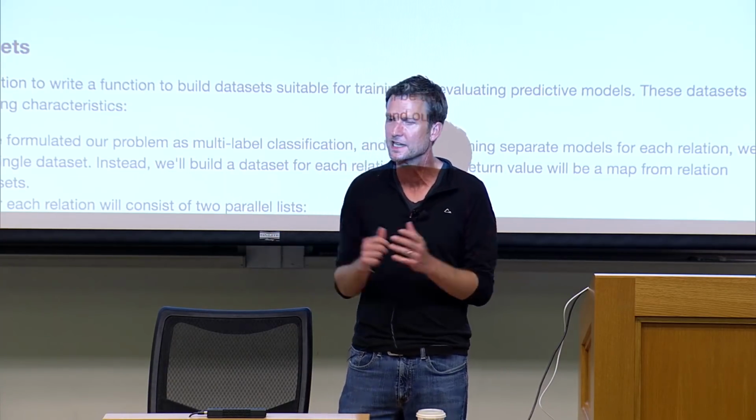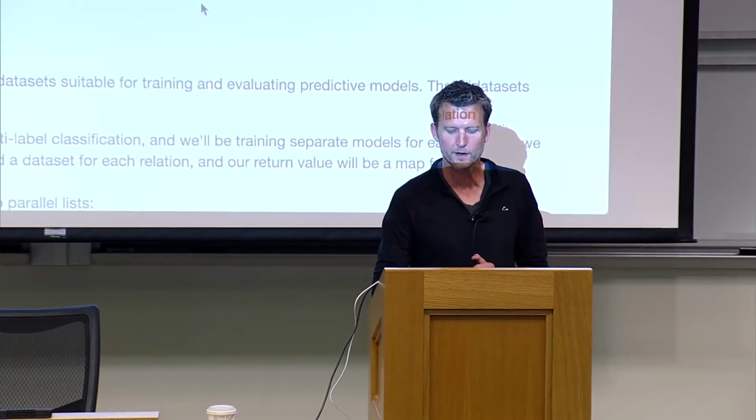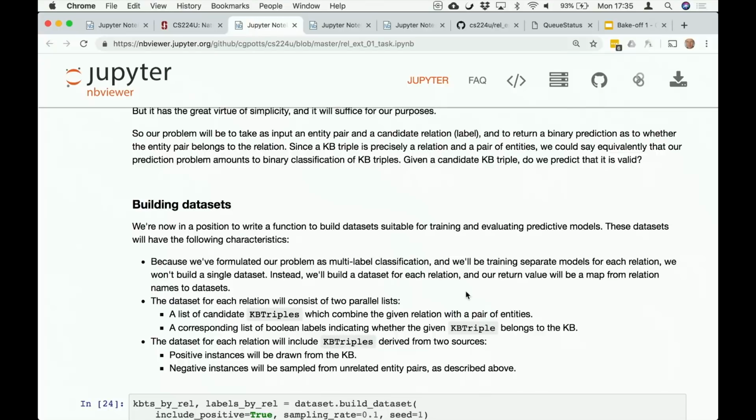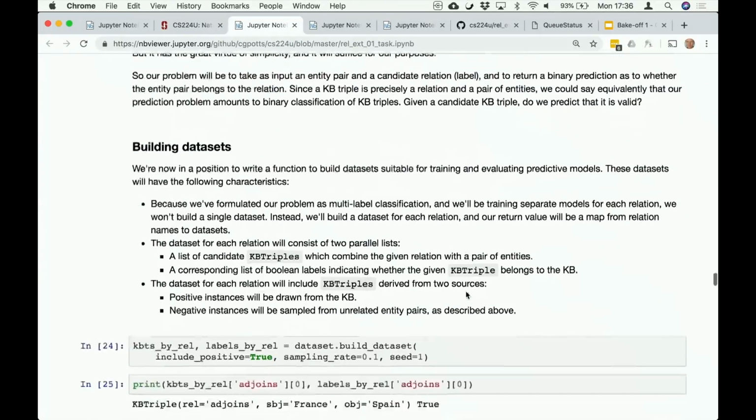It just assumes everything is independent. But it's a very simple way to set things up, and it will work well enough for our purposes. So one way to think about our prediction problem is: for a candidate KB triple, for a specific relation, an entity 1 and entity 2, is it or is it not a valid KB triple? Should we add it to our KB if it's not already there? That's the binary classification problem that we're reducing this problem to.